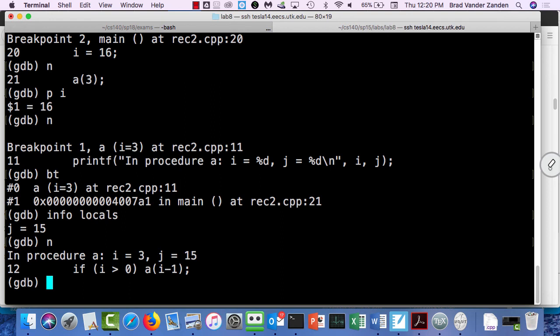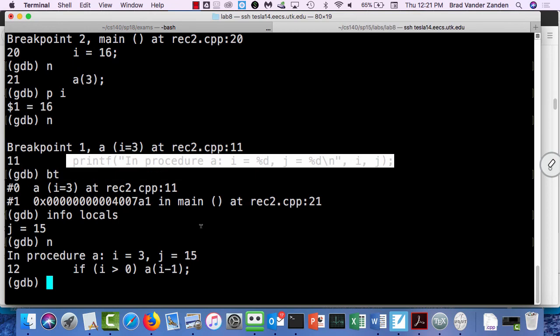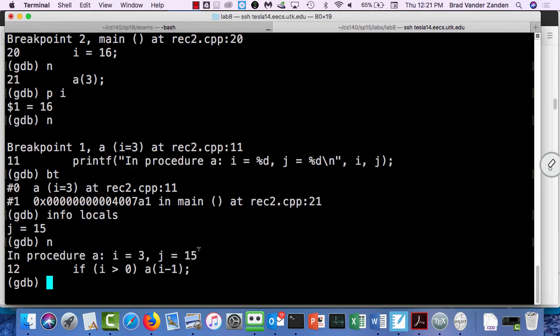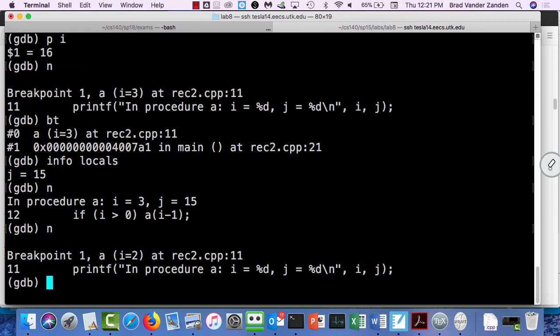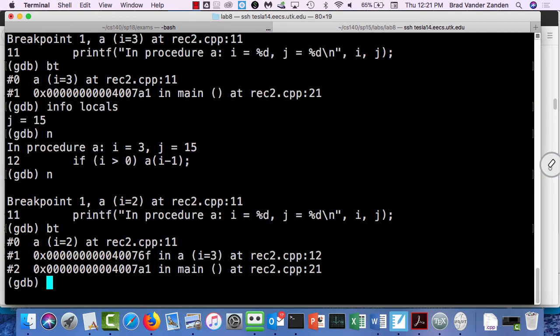Continuing. Now the backtrace shows us with A at 1, and we'll continue again, and we have A at 0. Okay, if we now step, I is not going to be greater than 0, so watch what happens. We step to line 13. We step past the if, we're later in procedure A, and we print again I equals 0, J equals 0. Now we're at the end of the function, at line 14.